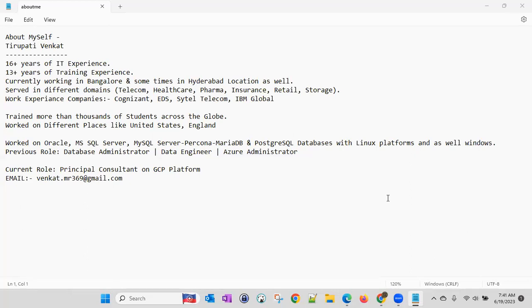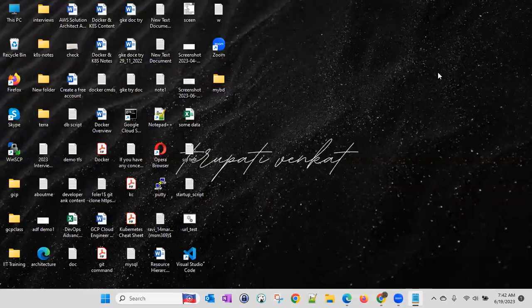I trained in databases, because previously we didn't have cloud computing, right? Before 10, 15 years back, we didn't have any cloud. We were into on-premises, which means data centers. At that time, I was working with Oracle, MySQL, even SQL Server databases on Linux platforms. Later on, I came into Azure Cloud as an administrator. Now, currently, I'm working as a GCP architect, principal consultant in an MNC.